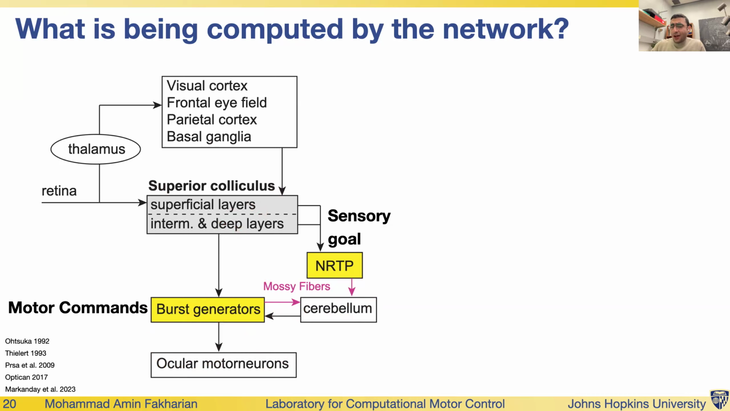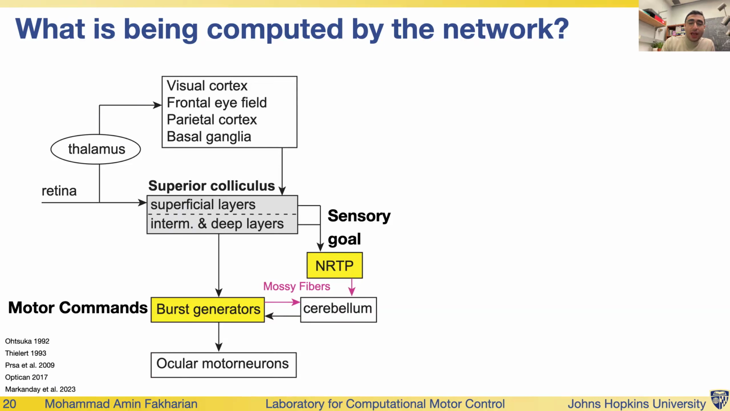So we're building on ideas from Lance Optican's work that in order for the cerebellum to be able to control the saccade, to land on the correct target, you first need the sensory goal, where I want to go. And second, you need a real-time readout, where I am, like a forward model. A copy of the burst generators will tell you that state information, and a copy from the NRTP can tell you the sensory goal.